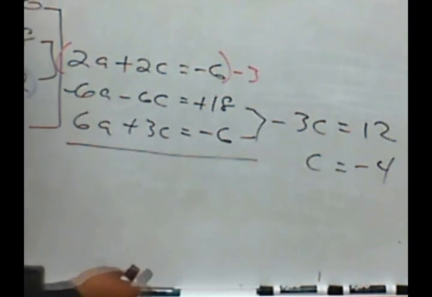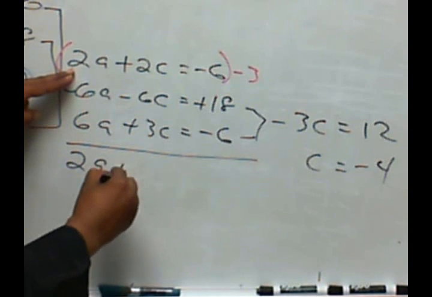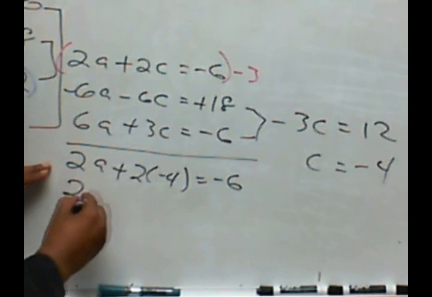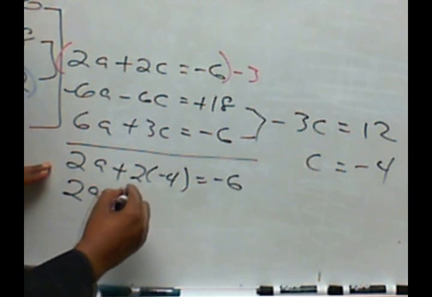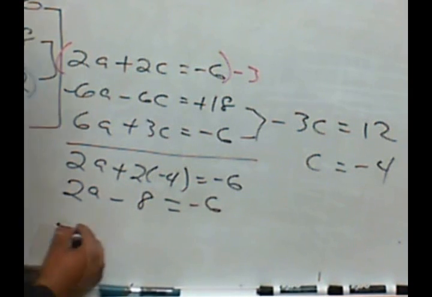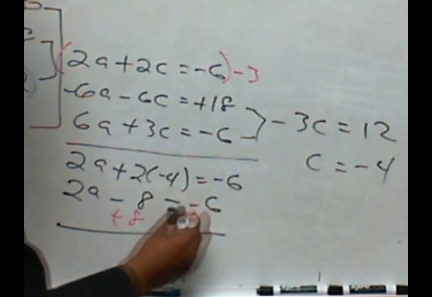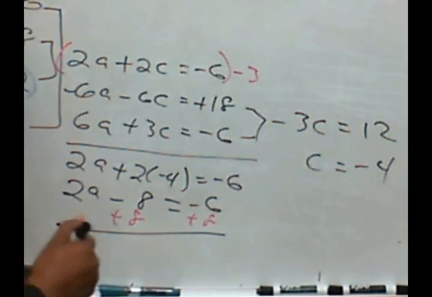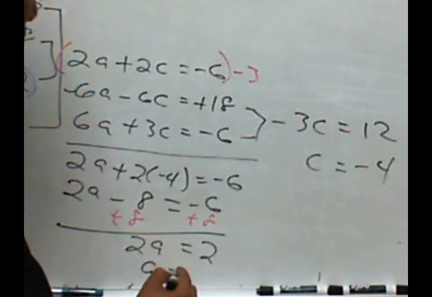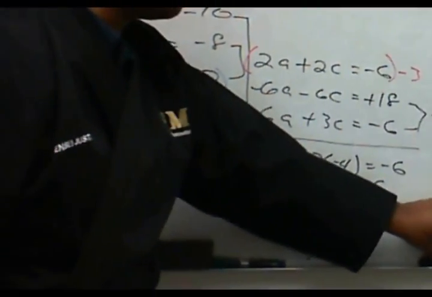Taking that solution, I'm going to put that back into the c here, so we'll get 2 times a plus 2 times -4 equals -6. The 2 times -4 gives me -8, so 2a - 8 equals -6. I'll add 8 to both sides, and this will give me 2a equals 2, which implies a is 1. So now I have c is -4 and a is 1.